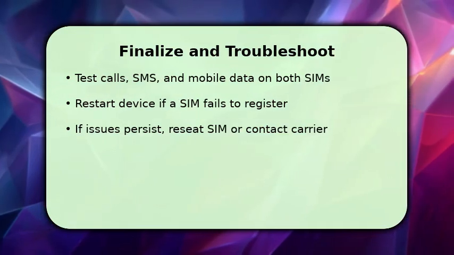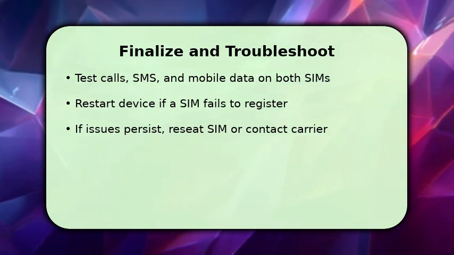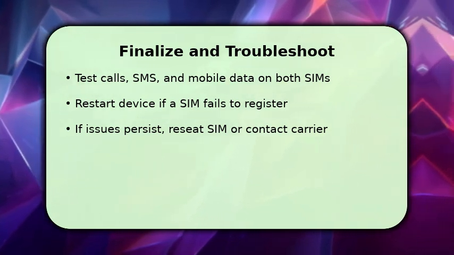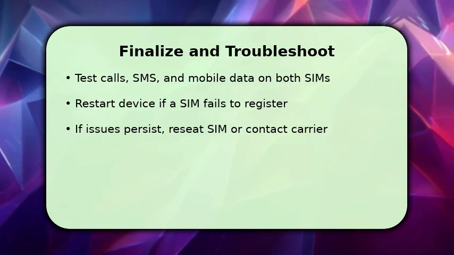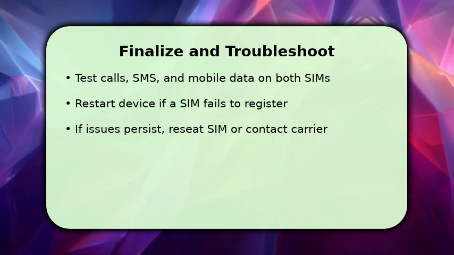Finish by testing. Place a call from each SIM, send an SMS, and browse with mobile data so you verify assignments. If a SIM doesn't register, restart the phone and reconfirm APN settings. Make sure airplane mode was off so networks can attach.